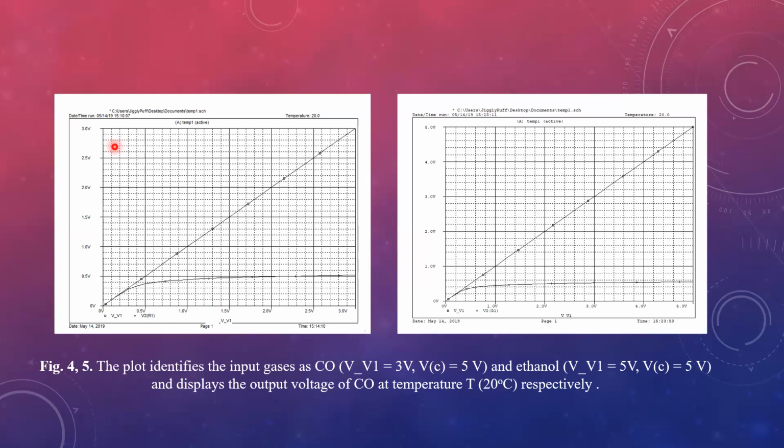Yes, ma'am. Actually, it shows that we have different gases at 3 volts and 5 volts, so you can detect which gas is currently detected by the sensor. Like for 3 volts, it is carbon monoxide, and for 5 volts, it is ethanol.